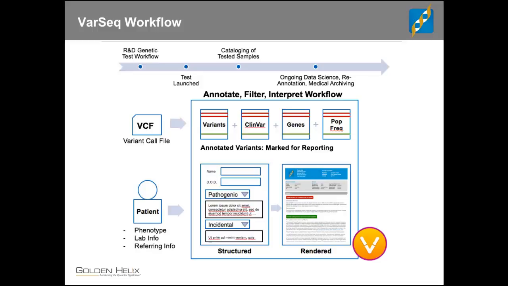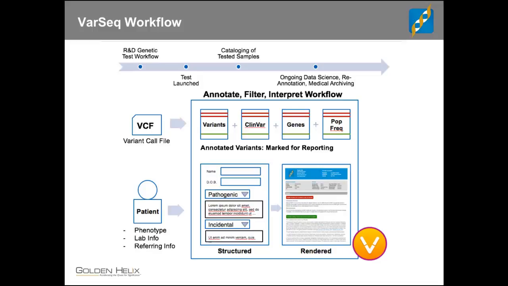So in the life cycle of launching and supporting next generation sequencing tests, we first set up a workflow to define what our test is. This means taking data off a secondary pipeline, that is the variant caller that gives us VCF files, which we can then import into VarSeq.